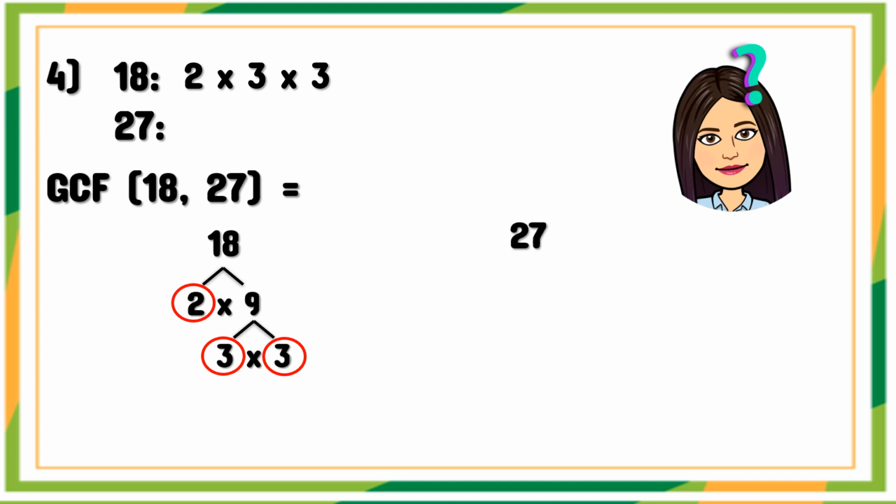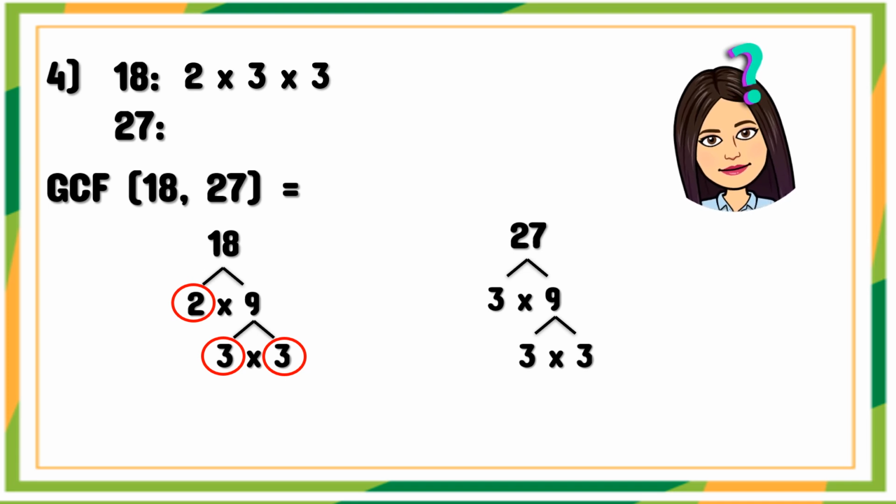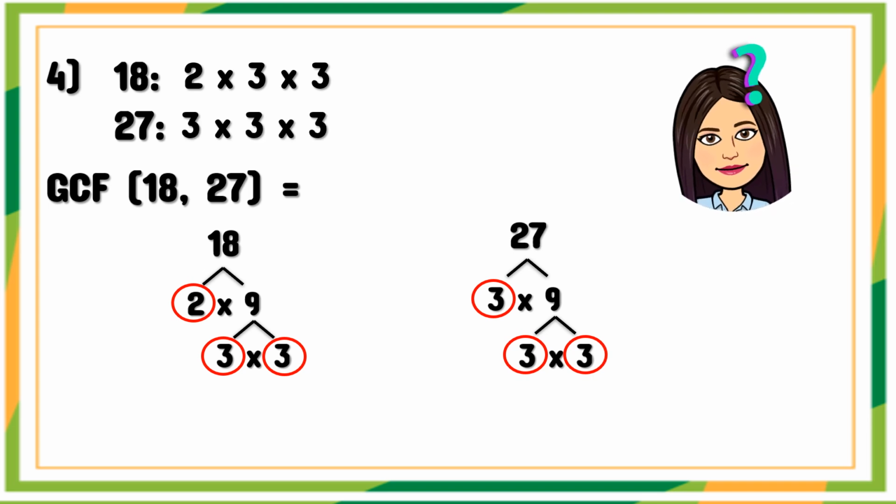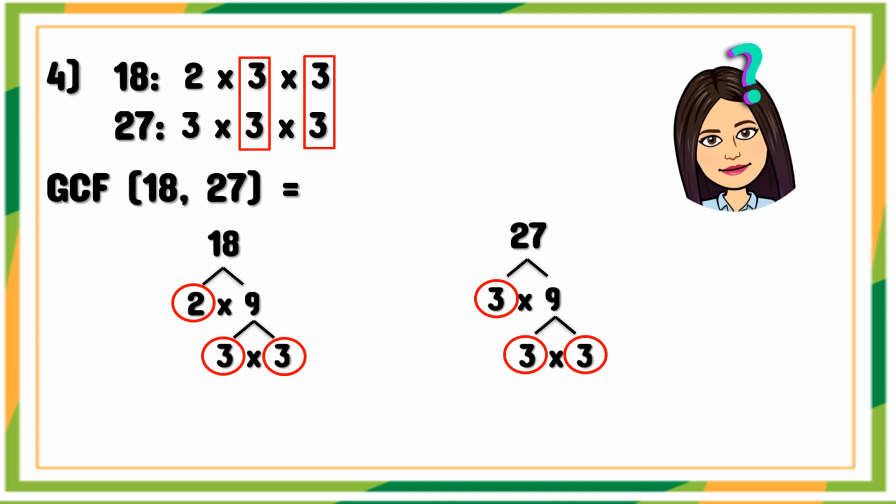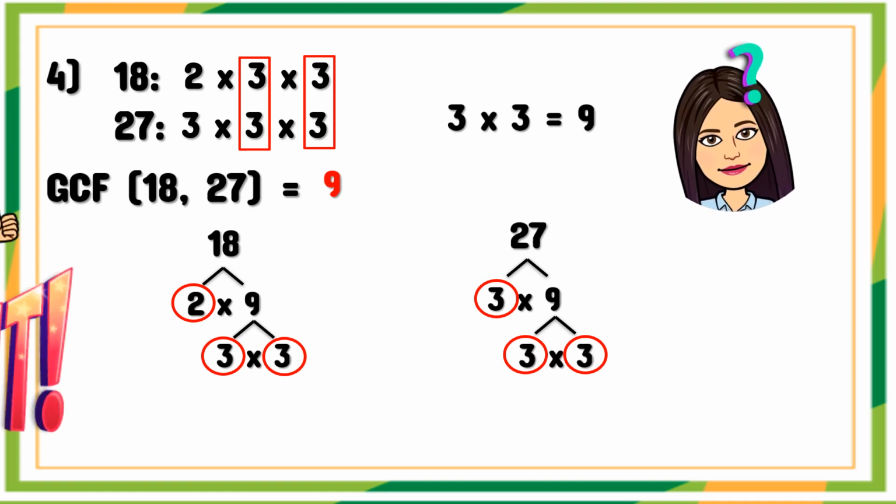Let's now have the factors of 27, which is 3 times 9. 3 is already a prime number, so let's have the factors of 9, which is 3 times 3. So the factors of 27 are 3, 3, 3, or 3 times 3 times 3. And the common prime factors of 18 and 27 are 3 and 3. So let's get the product of these two factors. 3 times 3 is 9. So therefore, the GCF of 18 and 27 is 9.